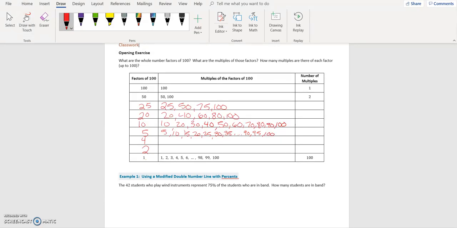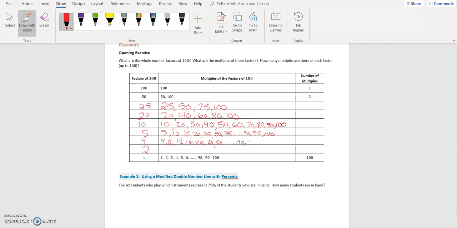4s. 4, 8, 12, 16, 20, 24, 28. Skip a little bit.